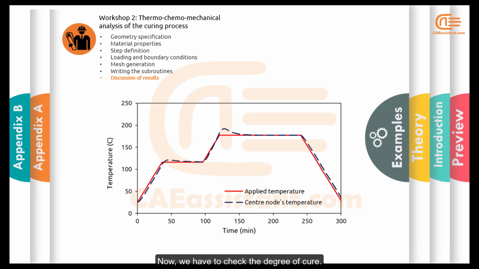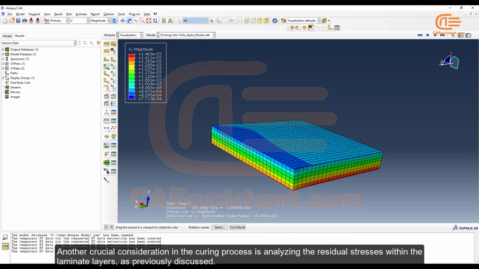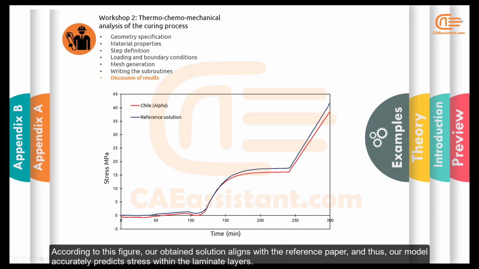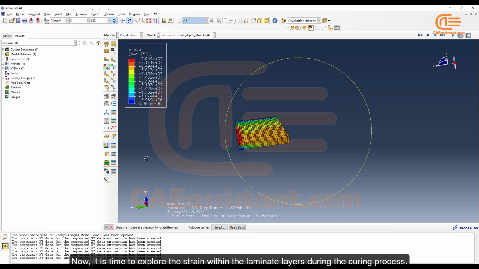Now we have to check the degree of cure. As shown in this figure, the obtained result aligns with the reference solution, so the simulation model is accurate. Another crucial consideration in the curing process is analyzing the residual stresses within the laminate layers, as previously discussed. According to this figure, our obtained solution aligns with the reference paper, and thus our model accurately predicts stress within the laminate layers. Now it is time to explore the strain within the laminate layers during the curing process.